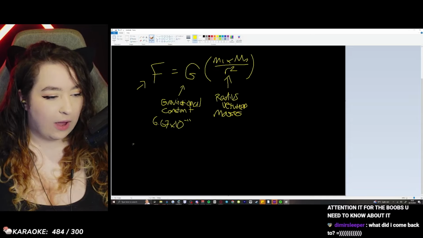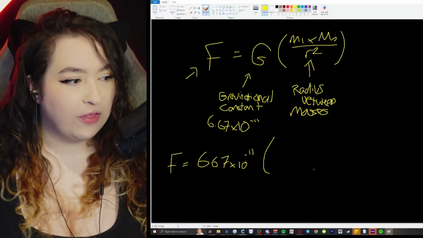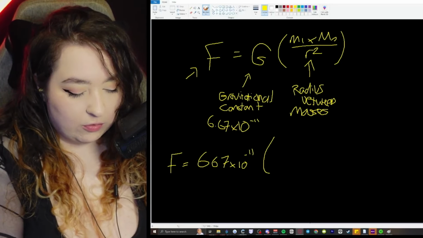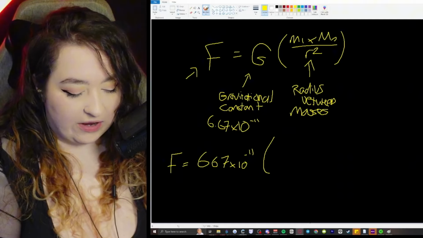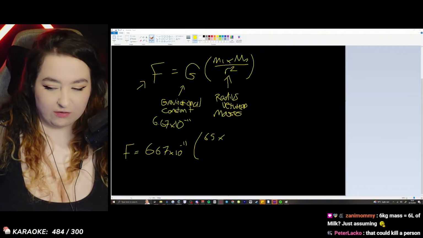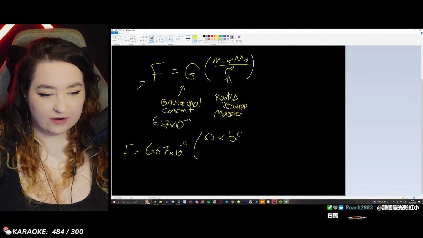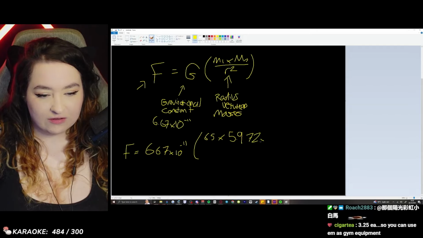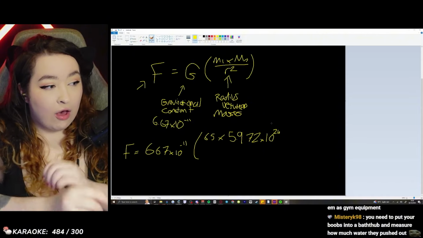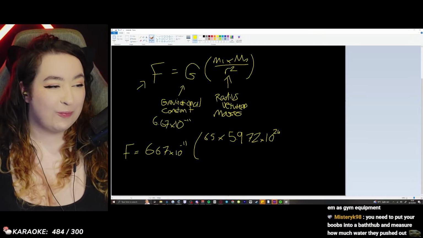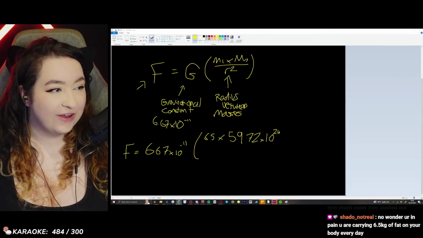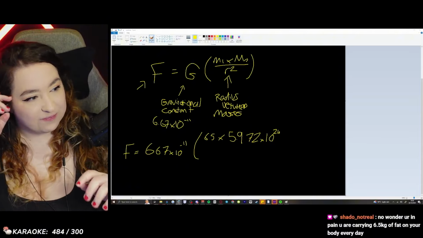So okay, I'm gonna need to Google some information. I need to figure out what the mass of my boobs is. Can I ask Grok to estimate how much a G boob would weigh? Okay, 6.5 times, what is the mass of the earth? 5.972 times 10 to the 24. Holy shit! You need to put your boobs into a bathtub and measure how much water they push out. Honestly, you're not wrong on that. I could do it by displacement.